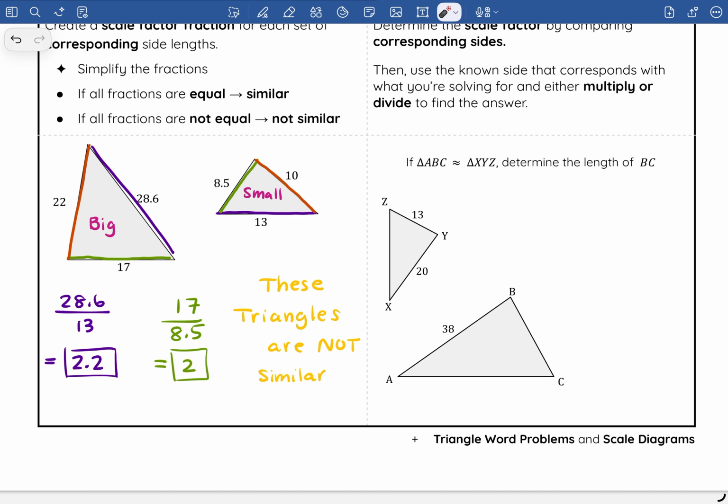Do you have to do all three sides? If you just get no, if we see that the two numbers right away are different, we don't have to do the third side. If you're going for a statement that says that they are similar, then you need to check all three sides.